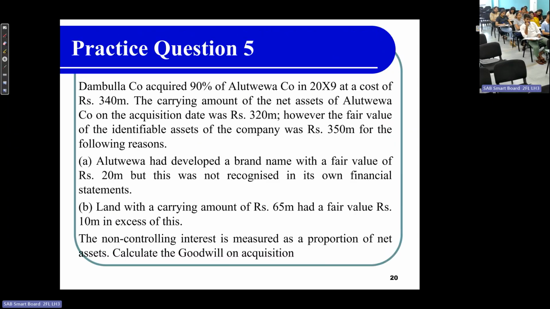මේක දාන්න. Practice question number 5. හොඳ question එකක්. Non-controlling interest is measured as the proportionate of net asset. Calculate the goodwill on acquisition. Cost of control account එක විතරක් හැදුවට ඔළුව වැඩ කරනවා. ඉතින් ලියන එක සටහනක් විතර යනකොට you should think about the budget.